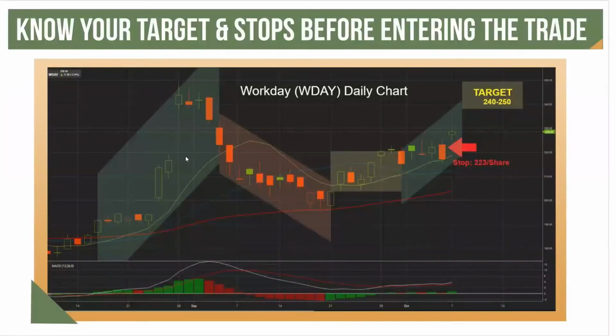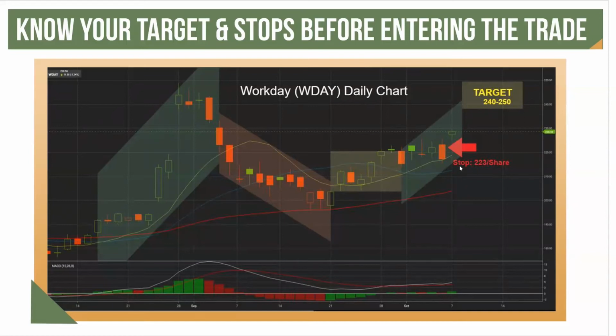Next thing here is a perfect example of something that we were going over. Know your target and stops before entering your trade. Here was something that just had that 10/20 cross, right? It just broke that 220 per share, and that was our entry. Our stop was 223 a share. Our target was 240 to 250. That trade worked out beautifully. We made some profit on that. So that's what I mean.